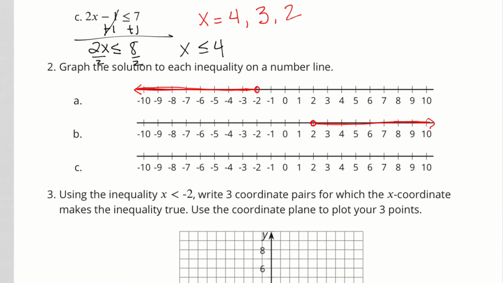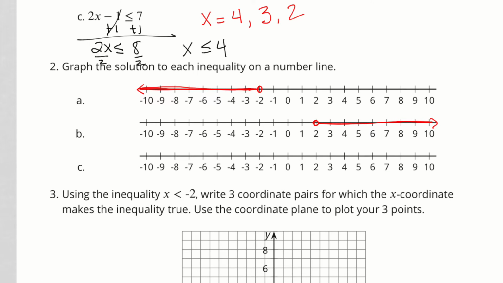Okay. What about C? Where do we start there? 4. Solid or hollow? Solid, or closed or open, however you want to say it. Open would be the hollow one. So it is a solid or closed circle. Does it go to the right or to the left? To the left. Why does it go to the left? Because it's less than. Because our solutions were on the left side.